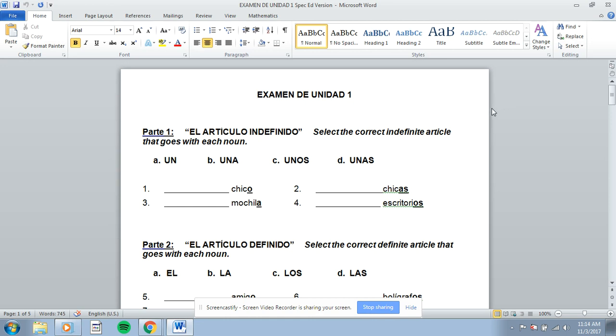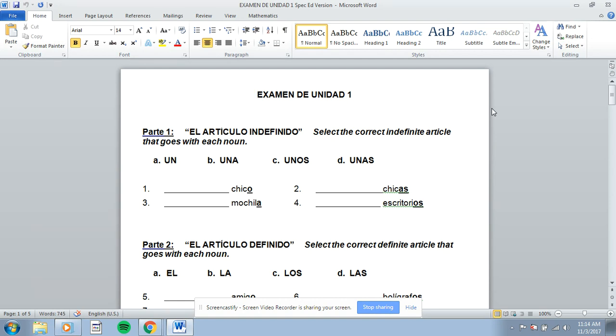Hola, examen de unidad uno. Parte uno, part one. Those are the indefinite articles un and una, both mean a. Unos and unas both mean some.